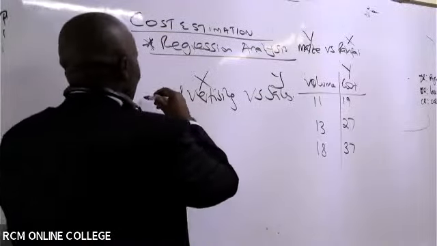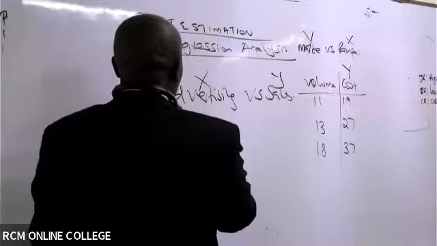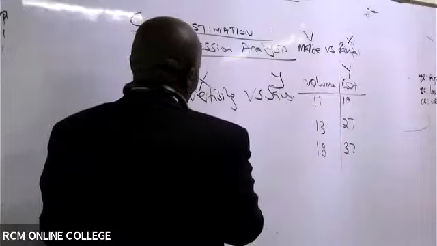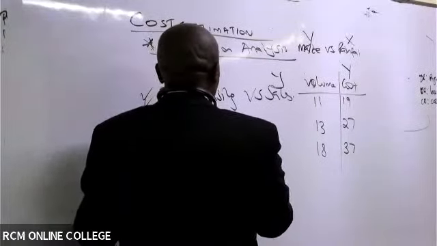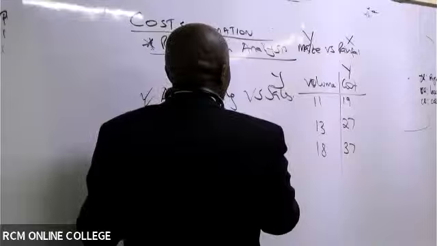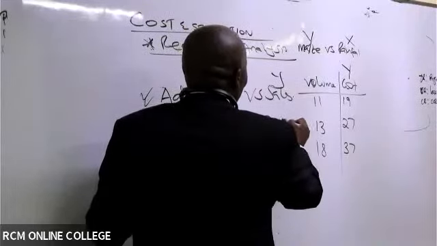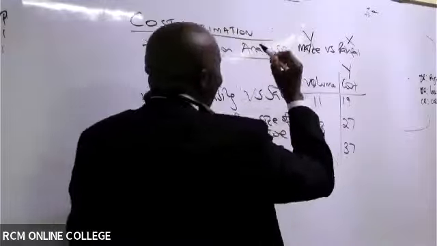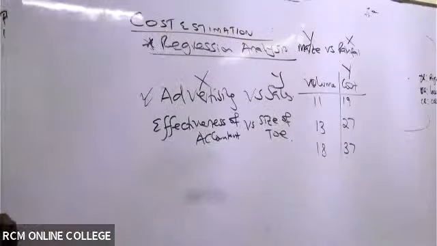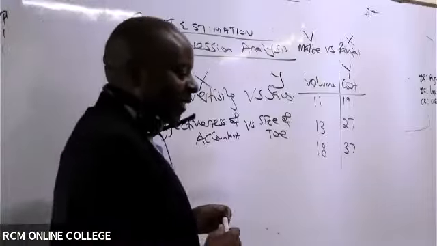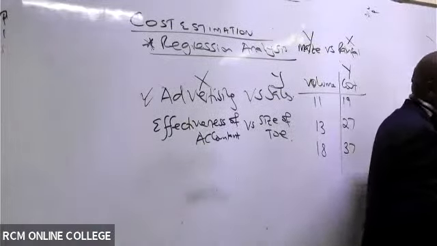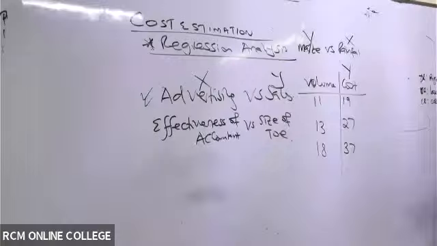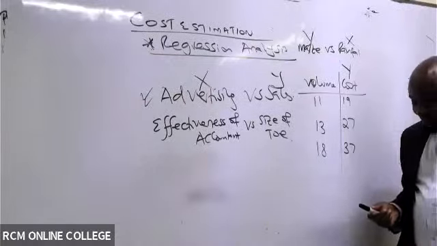The last one. Let's see. If you get this correctly, if anybody doesn't have money today, I give you 500 bob. Effectiveness of an accountant versus the size of the toe. Please talk to me. Which one goes to Y?